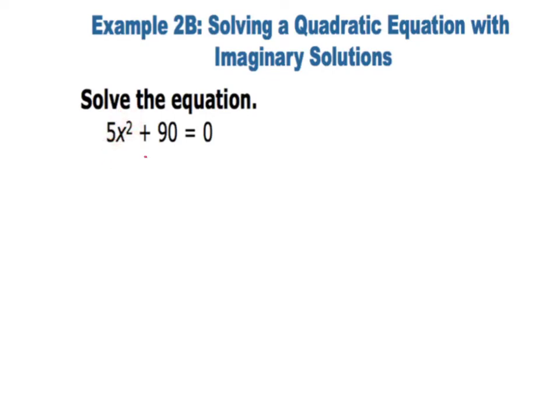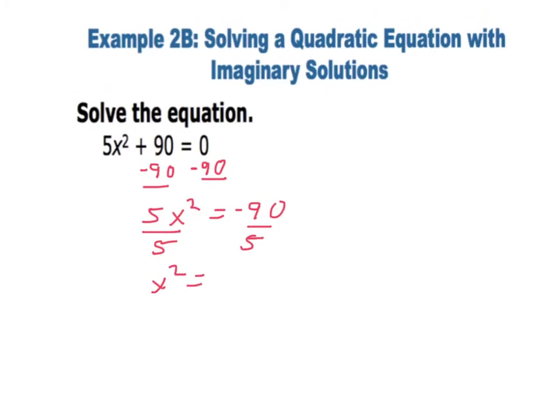I can do that by subtracting 90 from both sides. Now, after I subtract 90 from both sides, you have 5x squared is equal to negative 90. Now, you can divide by 5 on both sides, and you get x squared is equal to negative 18. Okay, so let's put a negative 18 there. Now, at this point, don't forget the negative, it's negative 18. So we can take the square root of both sides, and I get x is equal to plus or minus the square root of negative 18.